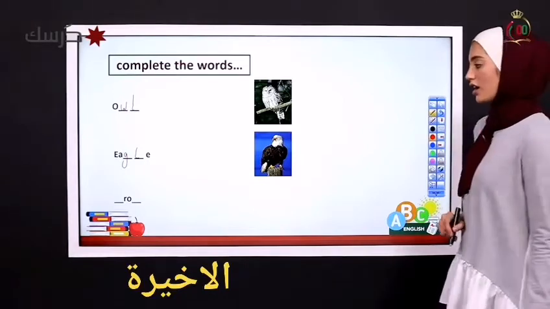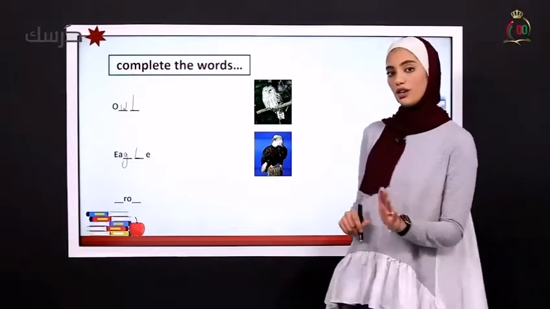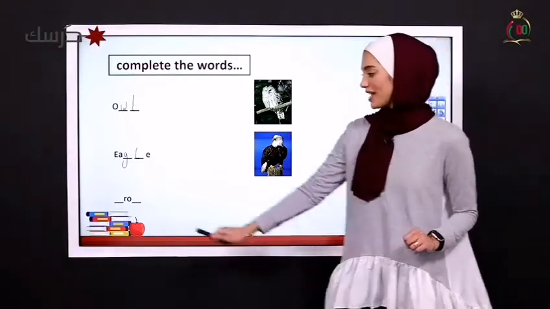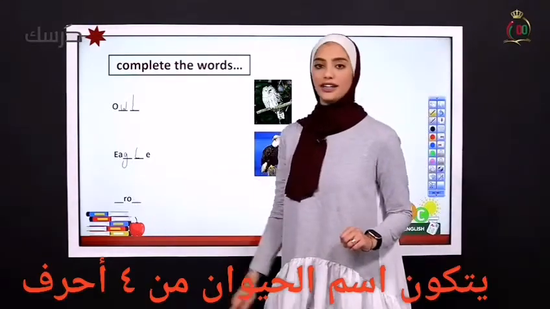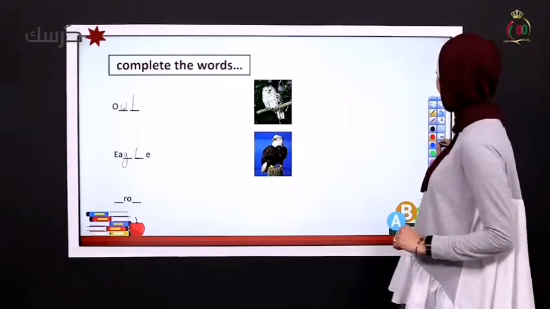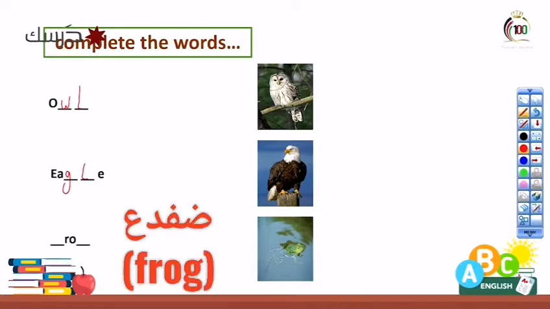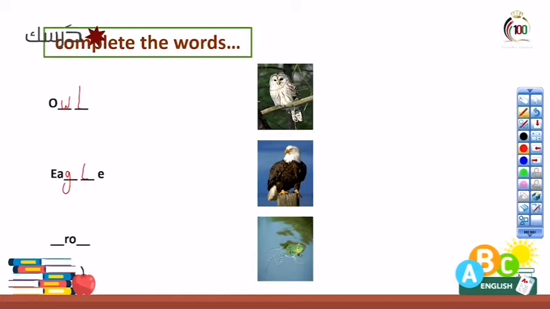Last one, R-O, we have only R-O in the middle. Ro, ro. It's made up of 4 letters. What do you think it is? Frog. Well done, frog. So we start with a capital F, frog, and then G. Frog.